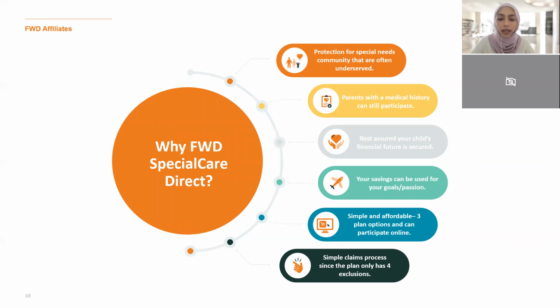Another thing I really like about this plan personally is that it is really simple and affordable, in the sense that we have 3 plan options and you can participate for it online. We do acknowledge that sometimes because of the underwriting process for special needs children, the plans can be very expensive. But for this plan, we have 3 plan options to cater to the different income levels we have in Malaysia. And the claims process is also really simple because the plan only has 4 exclusions.